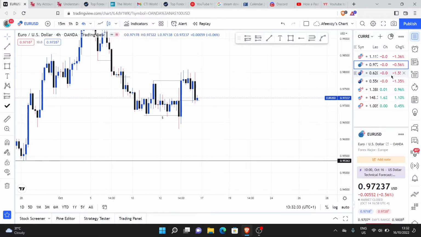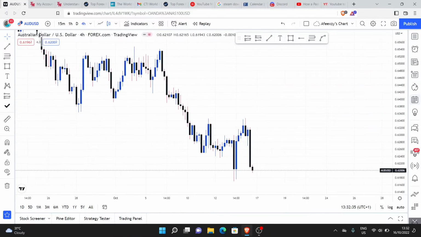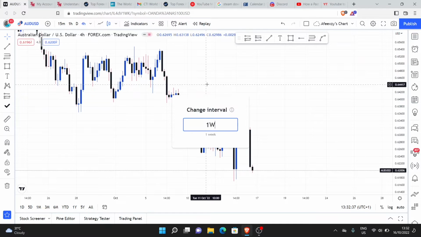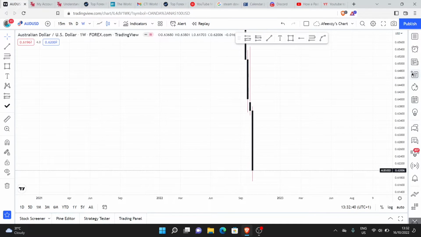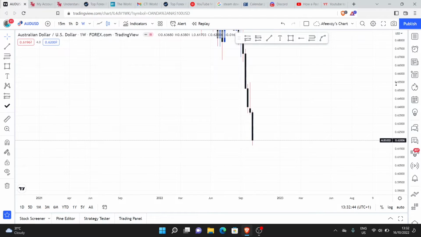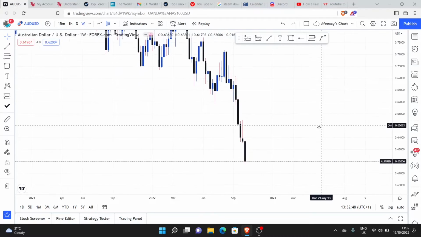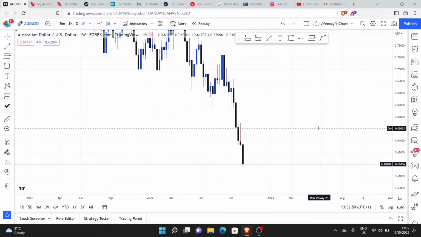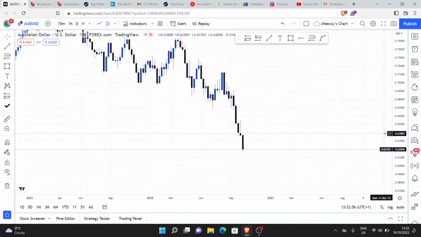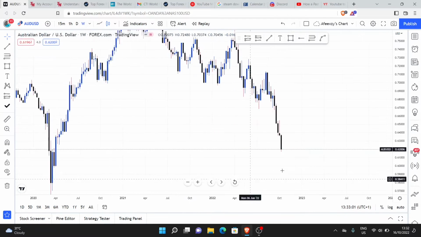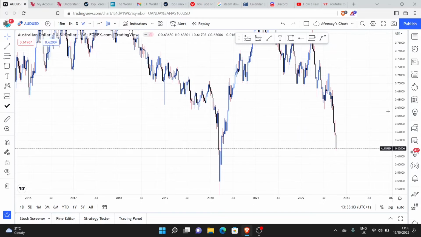Now going to AUDUSD. On our weekly time frame, this AUDUSD has been selling, has been crashing down, man. I caught some swing opportunities on AUDUSD recently, and it really moved smoothly. No ranging at all. It really moved smoothly to the downside. And still, to me, I'm still anticipating more downside on AUDUSD.